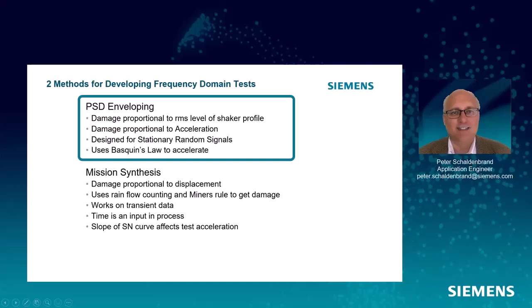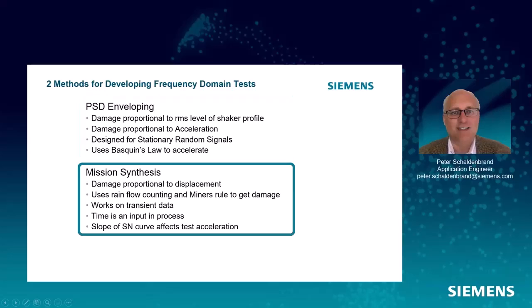We take our shaker profile and a random controller, we always know the RMS, that's our damage level. Okay, it's proportional to that. Mission synthesis says damage is proportional to displacement. Since we use rainflow counting in Miner's rule, we can account for transient data that's not the same RMS. If you have 200 seconds of data and 5 seconds are really bad, it'll be weighted accordingly.